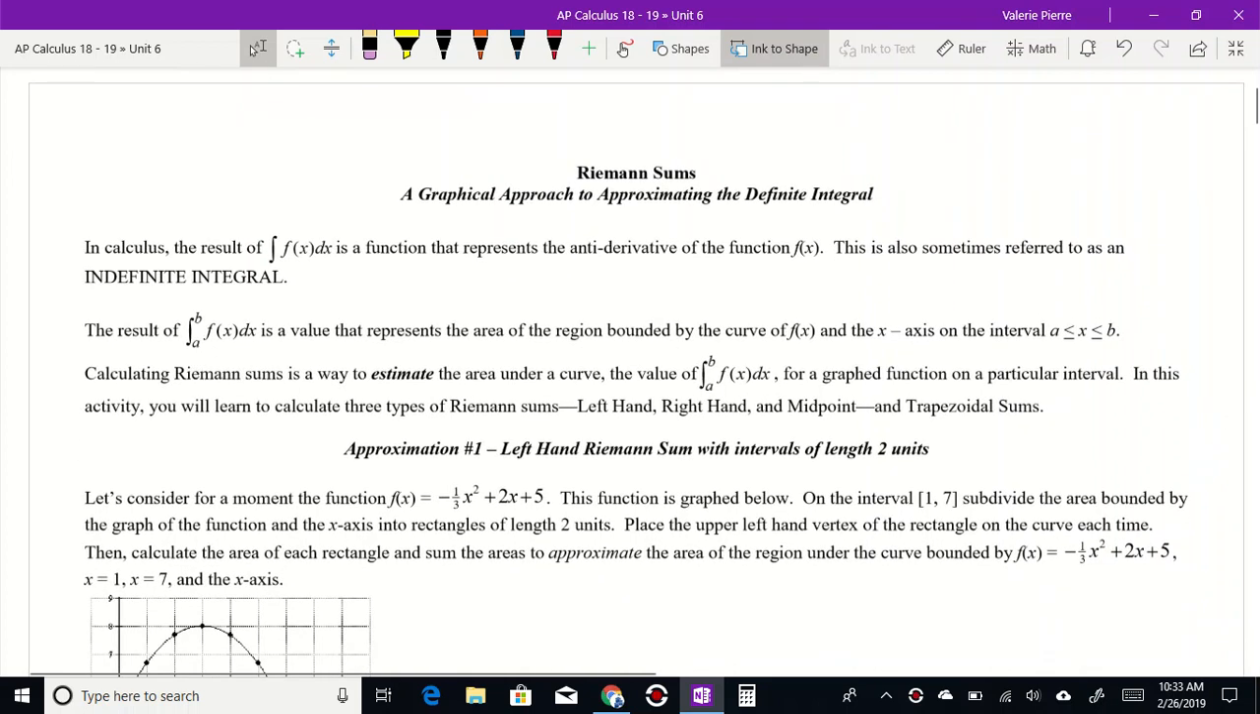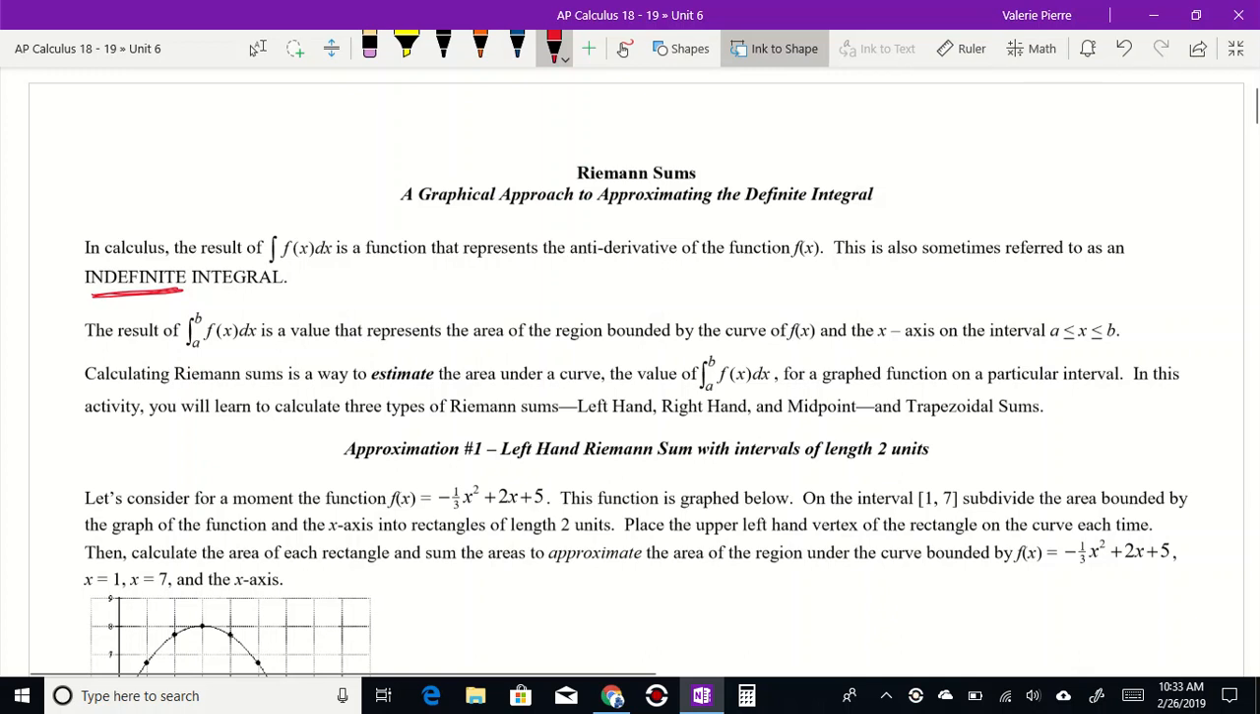In calculus, the result of the integral of f of x dx is a function that represents the antiderivative of the function f of x. This is also sometimes referred to as an indefinite integral. It's called indefinite because on our integral sign there are no values indicated specifically that we're looking for.